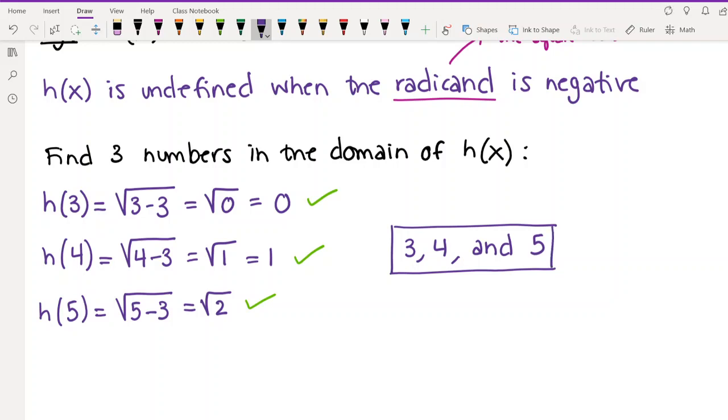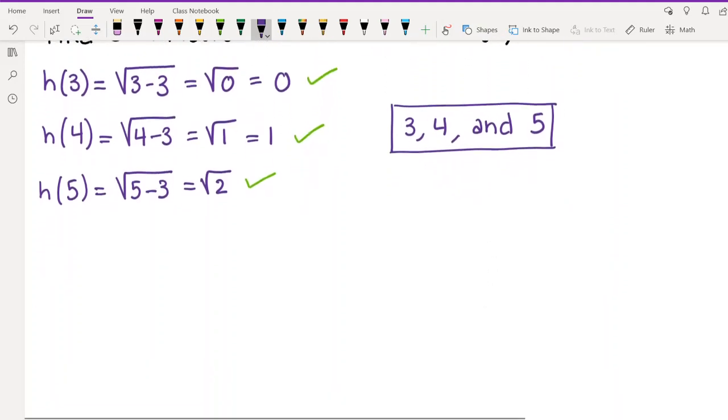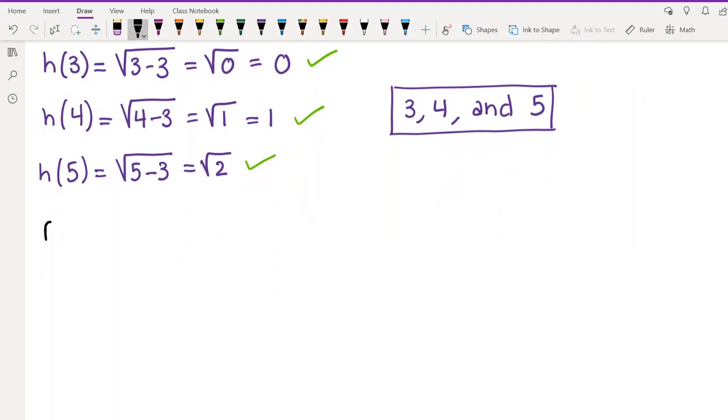And by the way, if you were doing this yourself, you could totally try numbers and find out that they're not in the domain. I kind of picked numbers that I knew were in the domain, but if you just picked a random number, it might not have been in the domain, and that's okay. You could then answer that in this next part. So now let's find 3 numbers that are not in the domain.